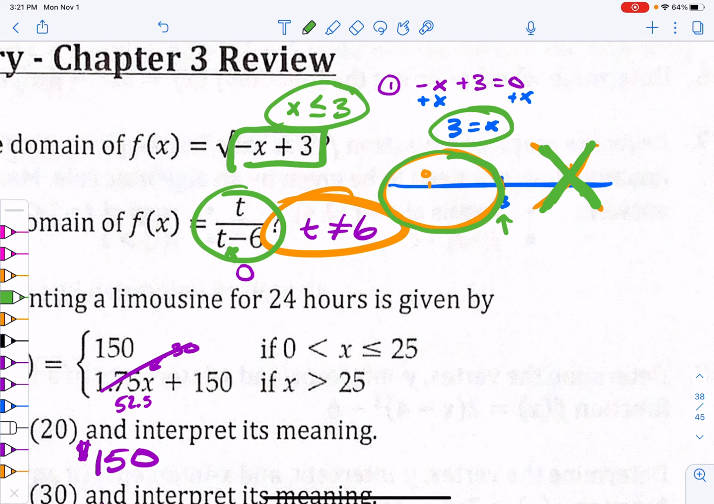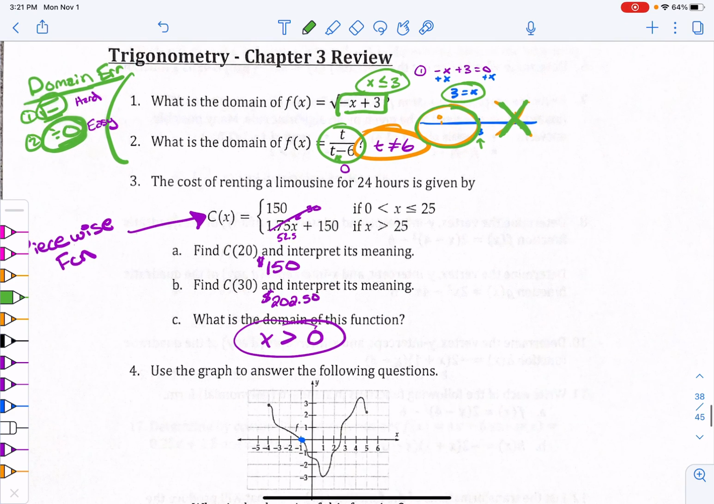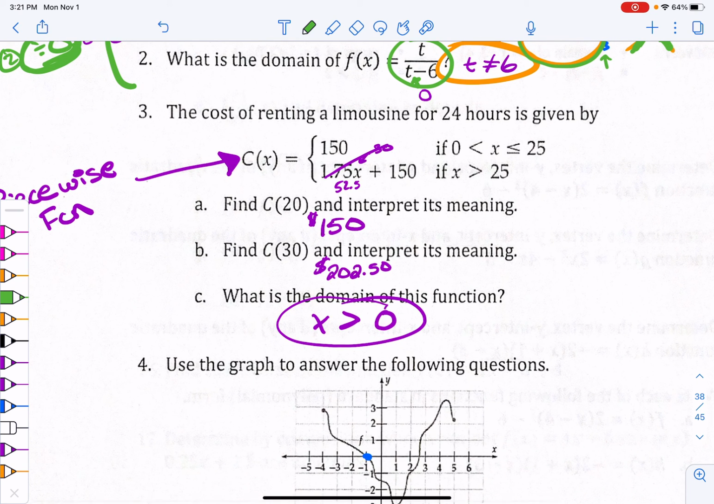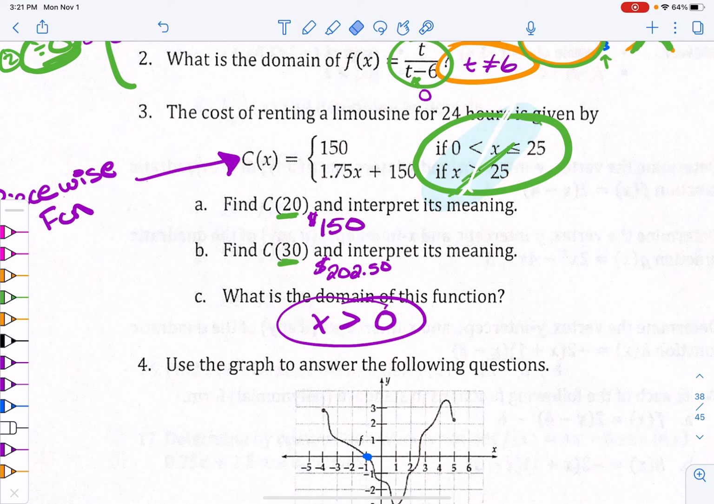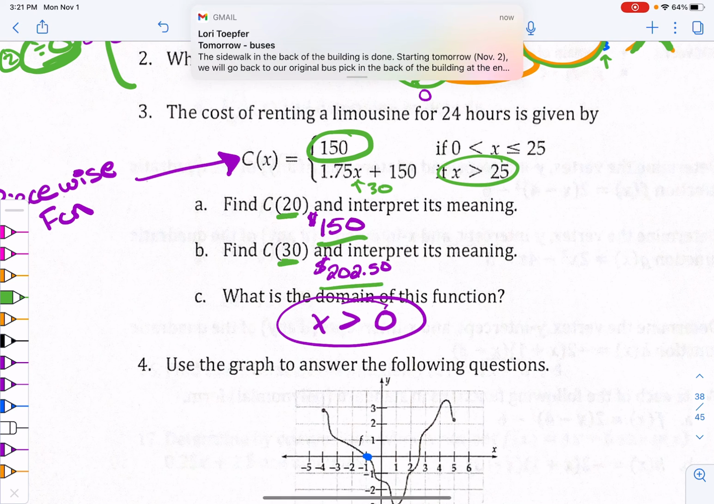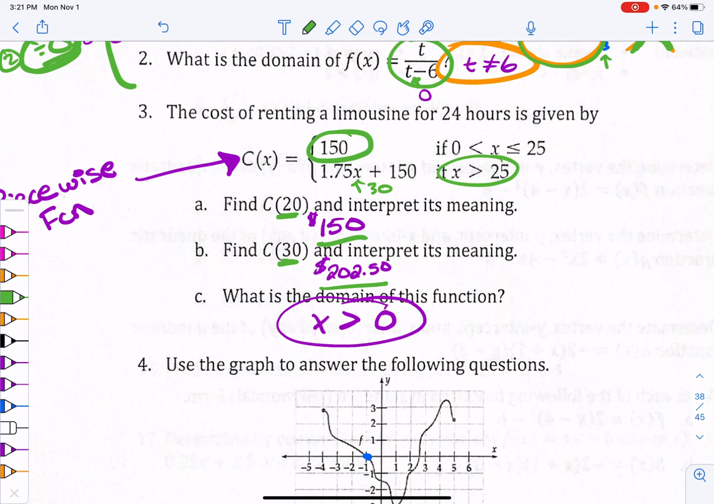All right, next, down here, number 3, the cost of renting a limo, and we're talking about the cost for 20 and the cost for 30, and we just look at this chunk to figure out which function it goes into. So 20 is a number that's between 0 and 25, so 20 would go into this top function, and it would just be 150. Versus 30 is a number that's greater than 25, so we would plug 30 in here, and we got 202.50. And that's how that works.